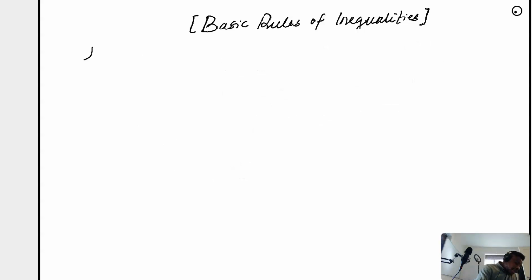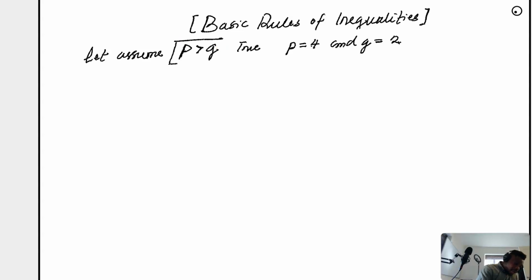So let's assume something here. Let's assume P is greater than Q. So in this case, let's say P is equal to 4 and Q is equal to 2. You can see P is 4 and Q is 2. So 4 is greater than 2. So P is greater than Q. So this is true, right? This statement is true. Okay.